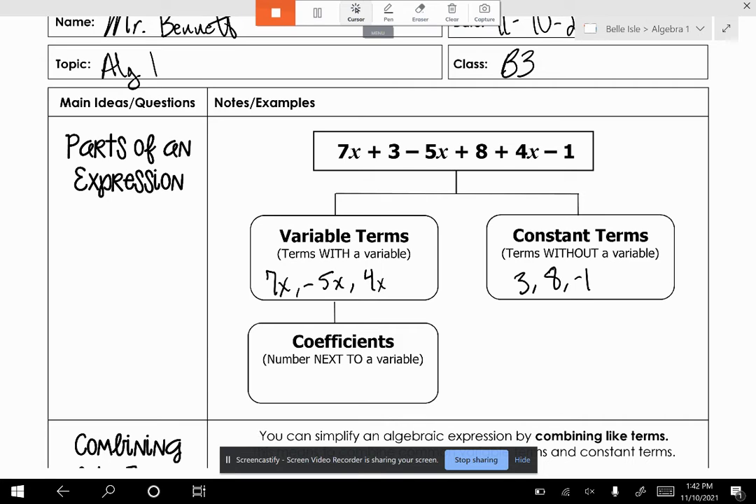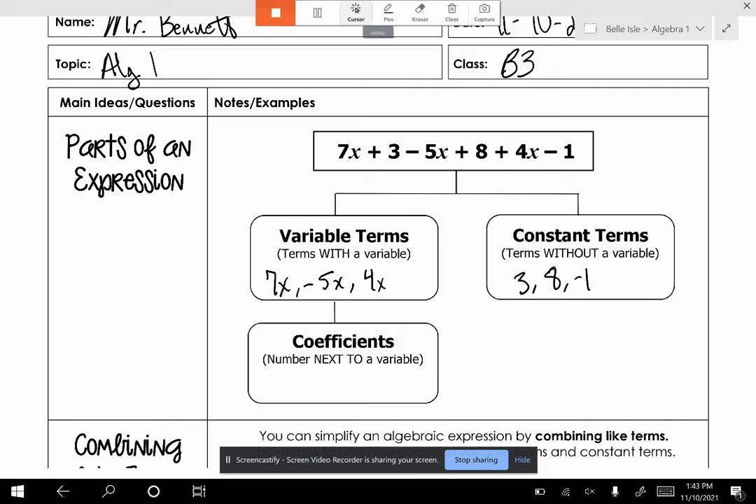So, okay. Why did I put a negative in front of the 5x? When I said that expression, what did I say? Did I say 3 negative 5x? No, I said 3 minus 5x. Keep the sign with the term that immediately follows it.